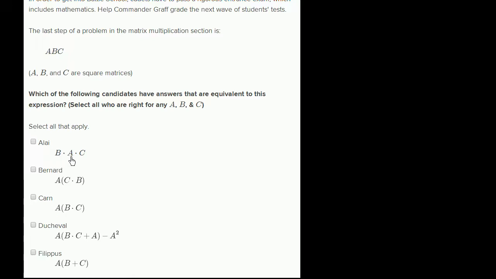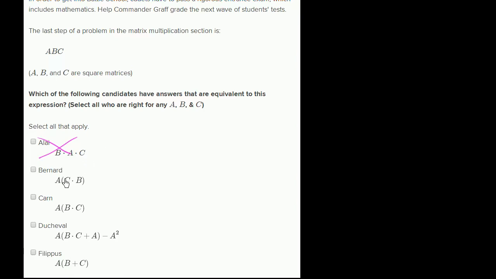So this one is BAC. So they have changed the order. And we've already seen that matrix multiplication is not commutative in general. And so this will not be true for any square set of matrices A, B, and C. So this is not going to be true. Matrix multiplication is not commutative.